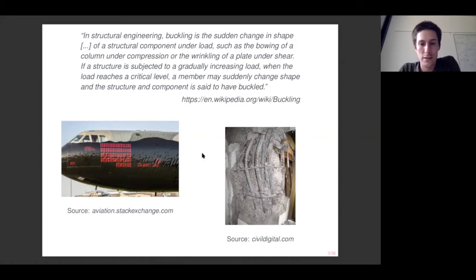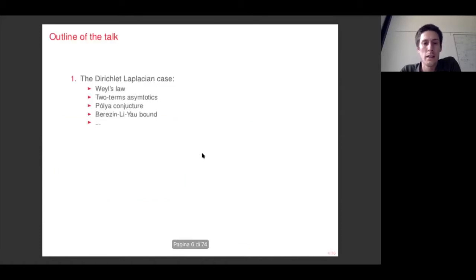We are not really interested in physical applications of the buckling problem, but we are interested in looking at some mathematical questions, and in particular in studying the asymptotic distributions of eigenvalues. And let me briefly outline the remaining part of my talk. I will start with some well-known results on the more classical case of the Dirichlet Laplacian.